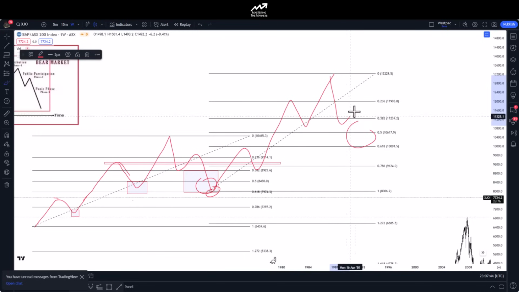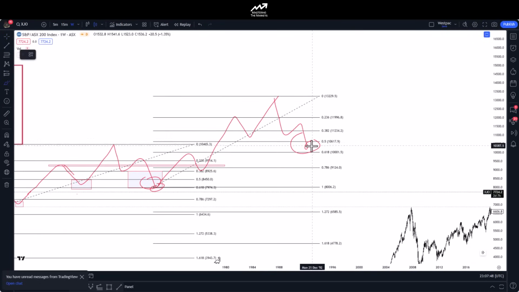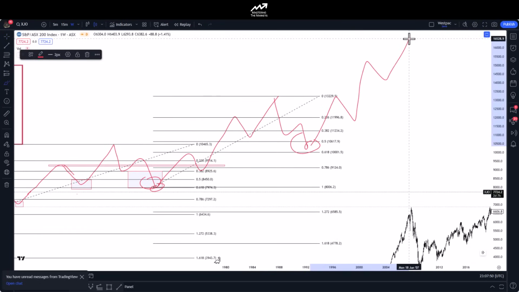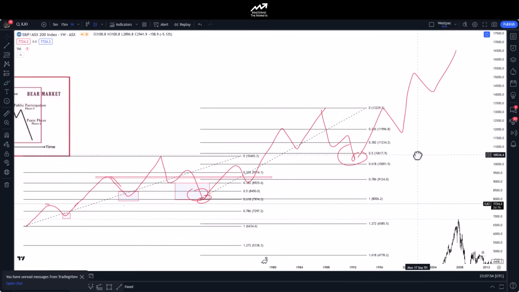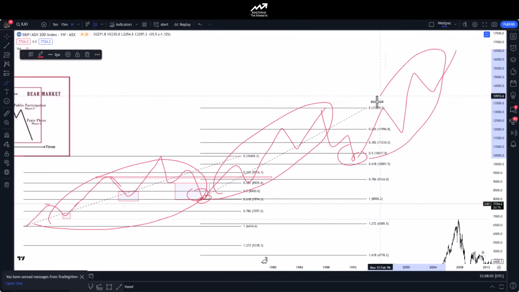Buyers step in here. Then it happens again, and we go up again. 1, 2, 3, 4, 5. What you'll notice though is all of a sudden you're like, well, hang on, on the bigger scale, now I have the accumulation phase here, the public participation phase here, and the excess phase here.